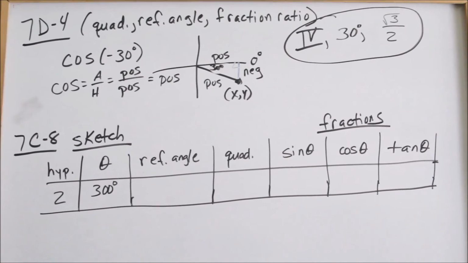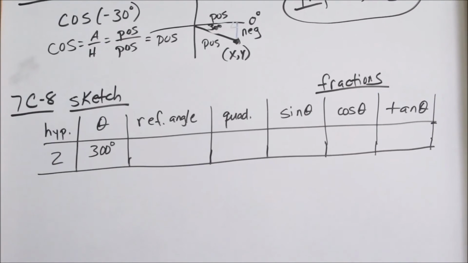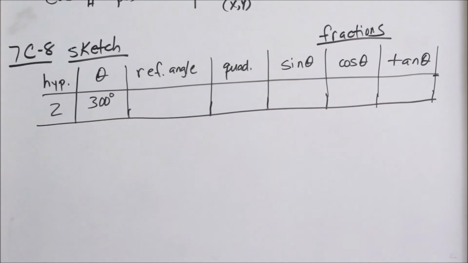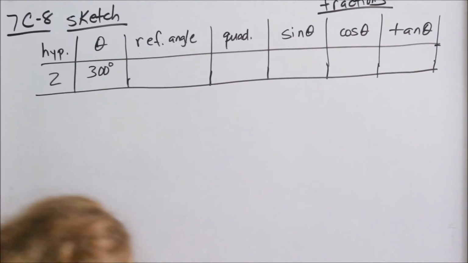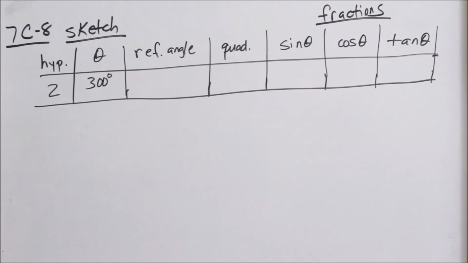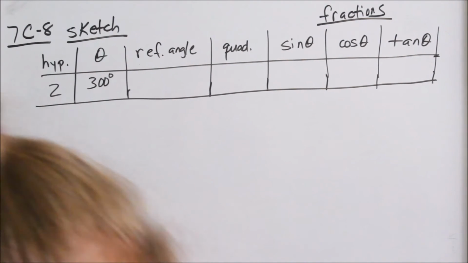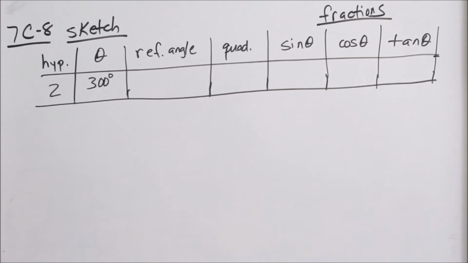Okay, let's look at 7C number 8. They have this little table there for you to fill in. The first thing that they want you to do is sketch. They want you to draw a sketch, and your theta is 300 degrees, okay?